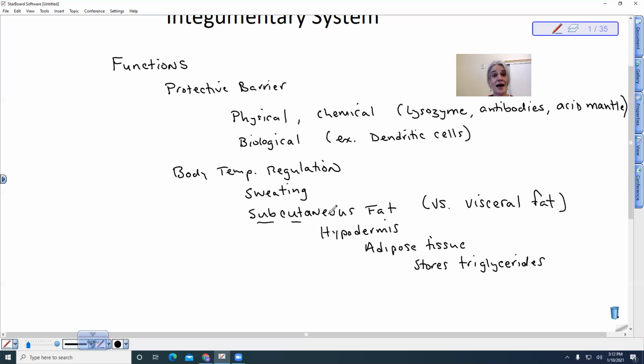Okay. Another function of the integumentary system is cutaneous sensation.